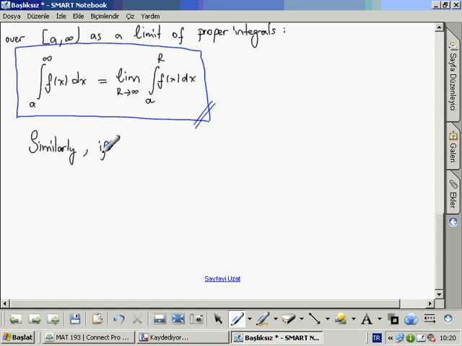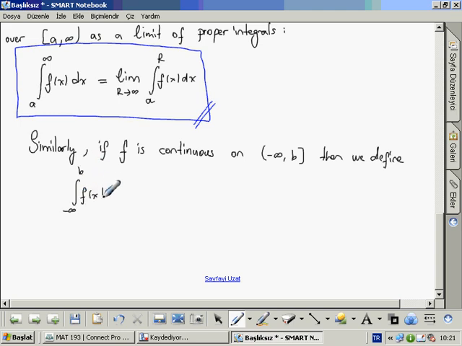Similarly, if f is continuous on the half open interval (minus infinity, b], then we define the improper integral from minus infinity to b of f of x dx as the limit as r goes to minus infinity of the integral from r to b of f of x dx.